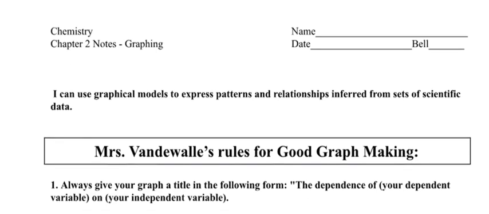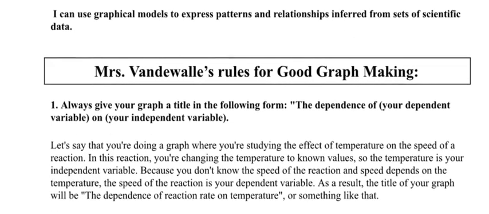So number one, always give your graph a title of the following form: the dependence of your dependent variable on your independent variable. So what does all that mean? Let's say you're studying the effect of temperature on the speed of a reaction. You're changing the temperature to known values, so the temperature is your independent variable. Because you don't know the speed of the reaction, the speed depends on the temperature, so the speed of the reaction is your dependent variable. So the result of your title will be the dependence of reaction rate on temperature, or something like that.